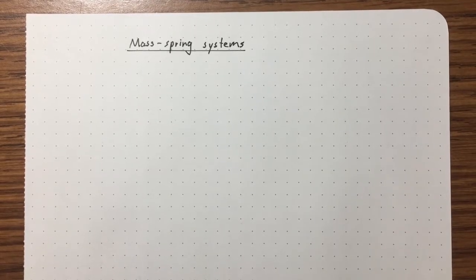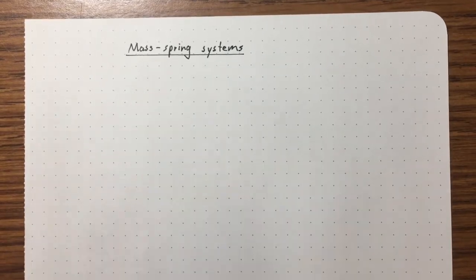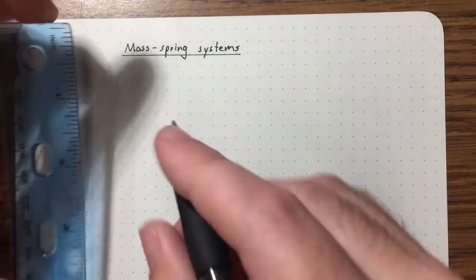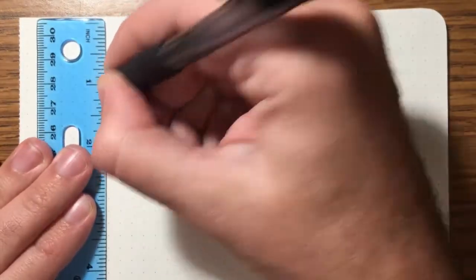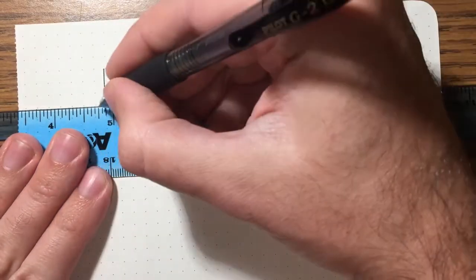One of the most important applications of second-order linear differential equations is the mass spring system. So that's what we're going to talk about today. Let's recall how this works. We actually introduced this in a previous lecture. I'm just going to draw our picture again.